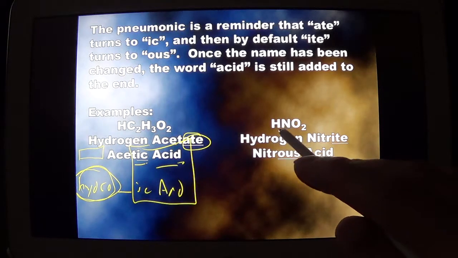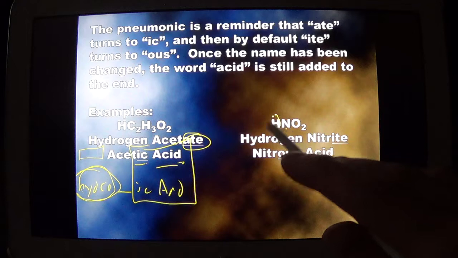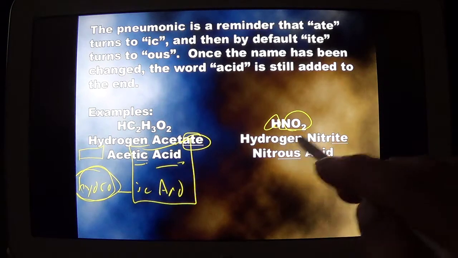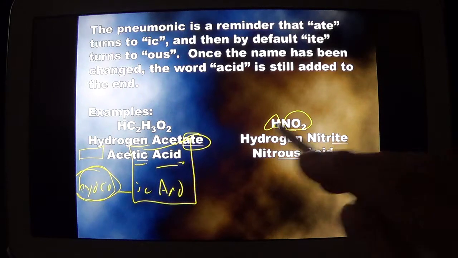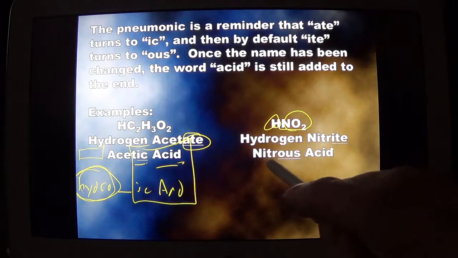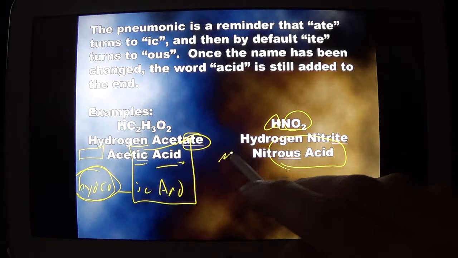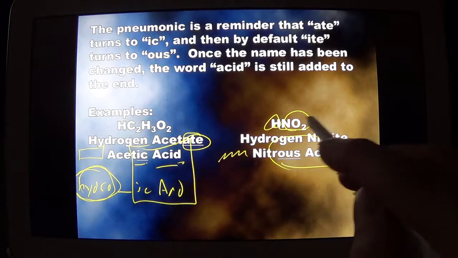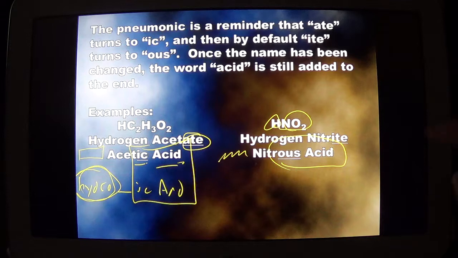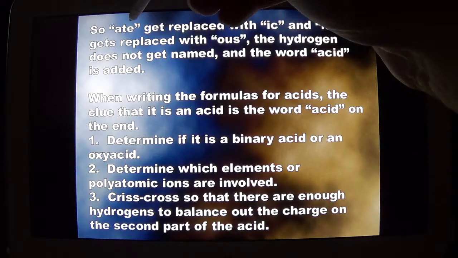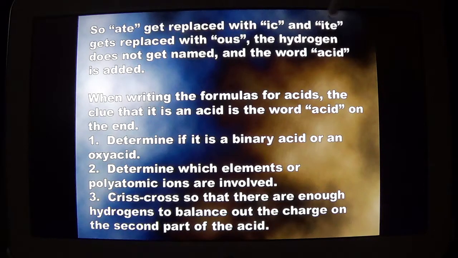Okay. This over here you should recognize, the H tells us it's an acid. The NO2 you should recognize as nitrite, so it's hydrogen nitrite. If ate and ic go together, then ite and ous go together, so it's nitrous acid. And again, no hydro because it does contain that oxygen atom. If we know the name of the ion, we replace ate with ic and ite with ous.